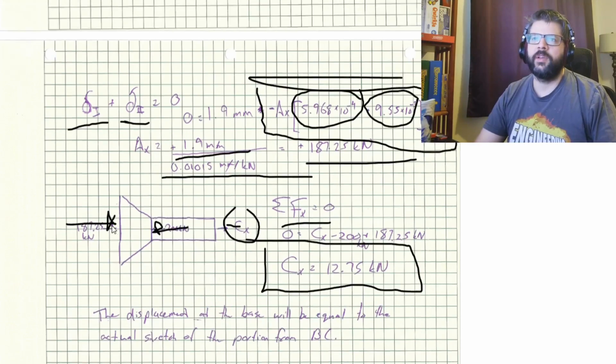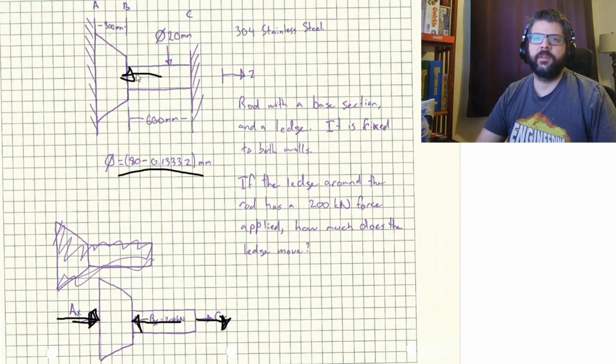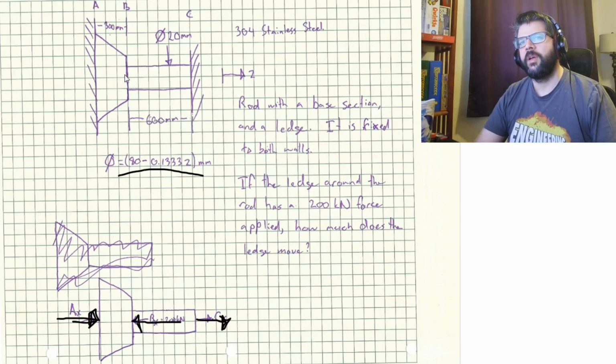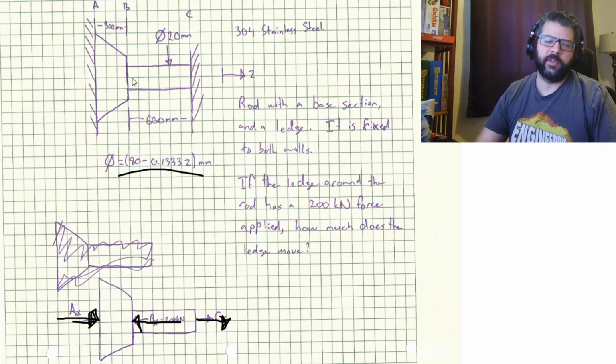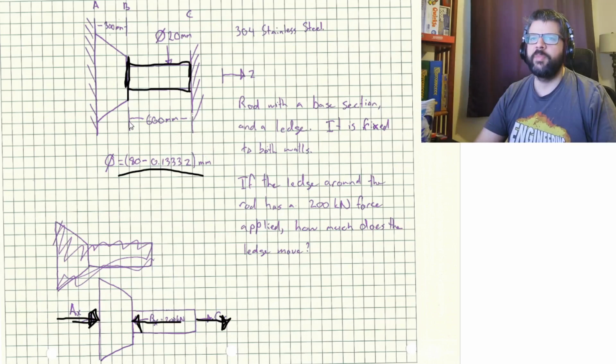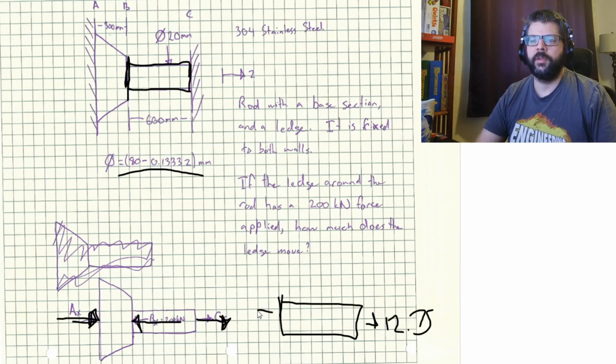So we know that essentially when we take this and we load it up, the stress in this section here is going to be caused by the strain induced. It's going to be a function of the strain induced. So we can find out how much this ledge moves just by finding out how much this thing would stretch based upon the loading condition of just the 12.75 of just that section.